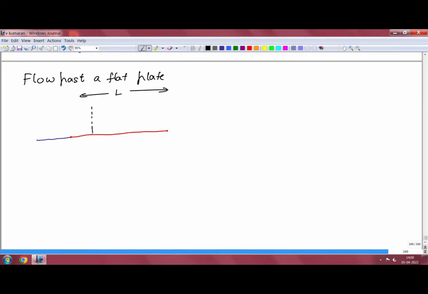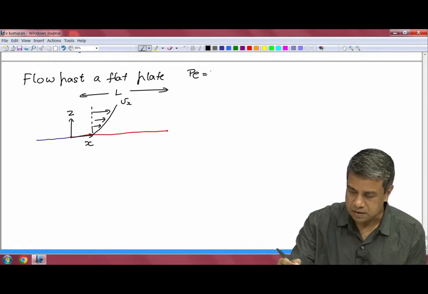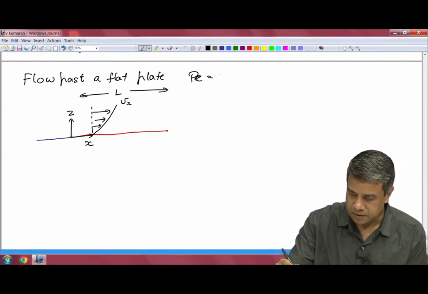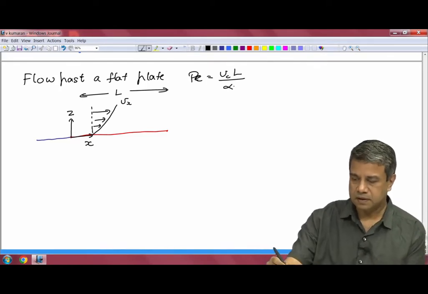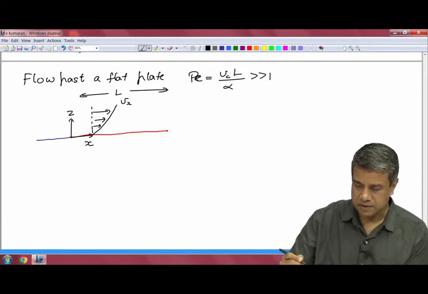We assumed that the flow was fully developed, that is, the velocity did not change as a function of the x direction, which is the streamwise direction. The velocity is only a function of the cross stream direction z, and the Peclet number was large. Pe is equal to the characteristic velocity times L by alpha. This was large compared to 1. So, that was the parameter regime in which we were examining convection.